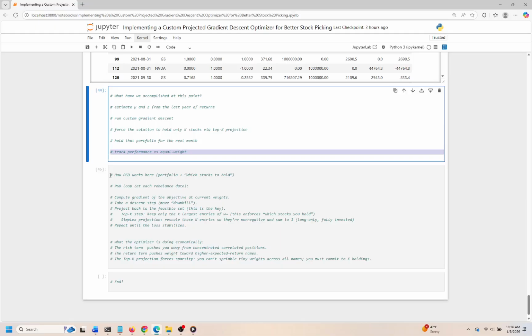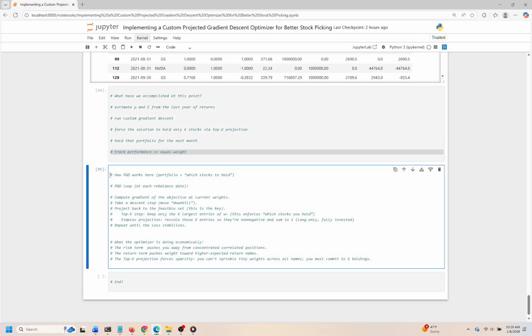Cell 14. In this cell, we're diving into the mechanics of the projected gradient descent, or PGD, method, focusing on its application for portfolio optimization and determining which stocks to retain in a portfolio. This is crucial because effective stock selection can significantly impact overall investment performance.